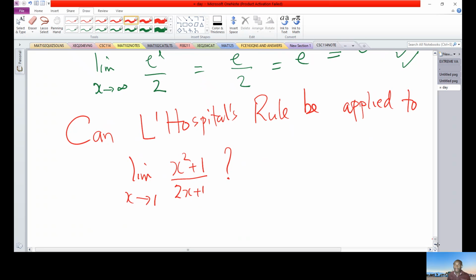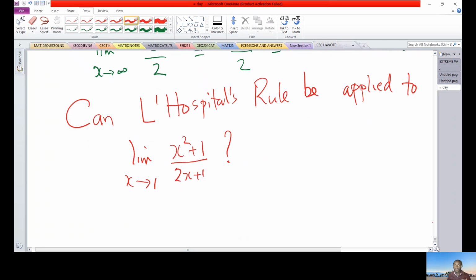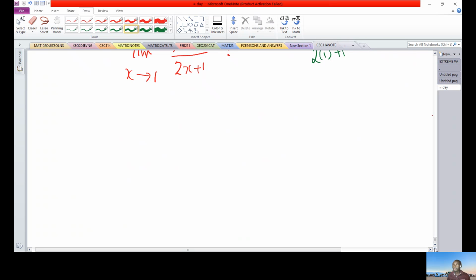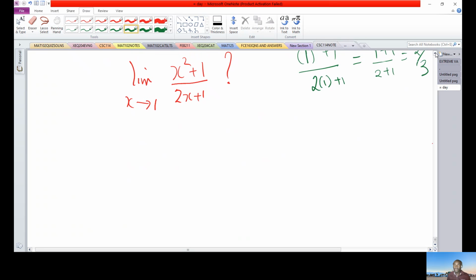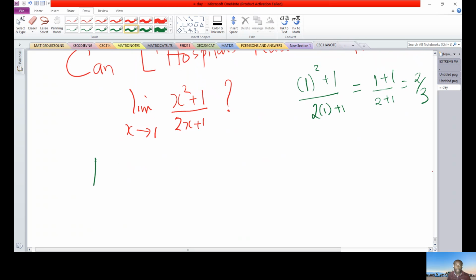So remember, I'm insisting that before you start applying L'Hospital's rule, you have to test for the indeterminate form, 0 over 0 or infinity over infinity. If that is not the case, then the rule can't be applied. So this is what you'll do. You just replace: 1 squared plus 1 over 2 times 1 plus 1. This will be 1 plus 1 over 2 plus 1, which will be 2 over 3. So because it is not, the answer is no.